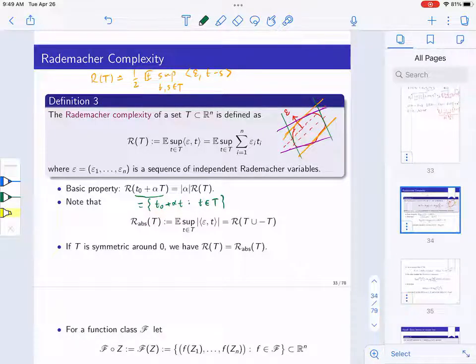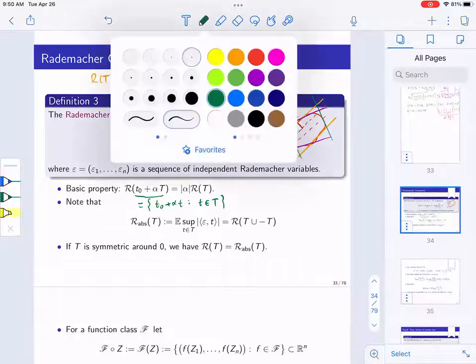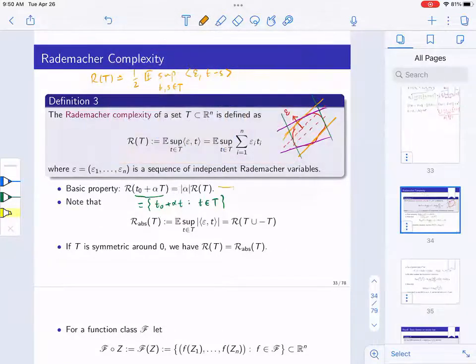Okay, so if I rescale the set by 2 or -2, it just multiplies by 2. And if I shift it, it doesn't change. This is an intuitive property of any measure of the size of a set, sort of, you know.